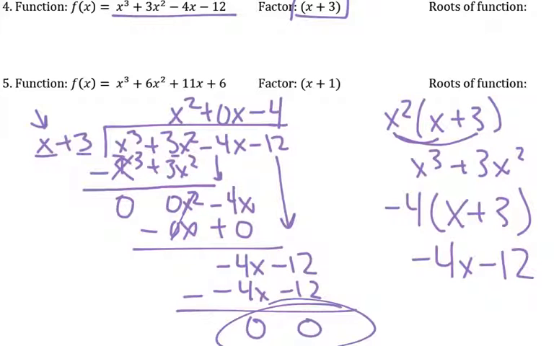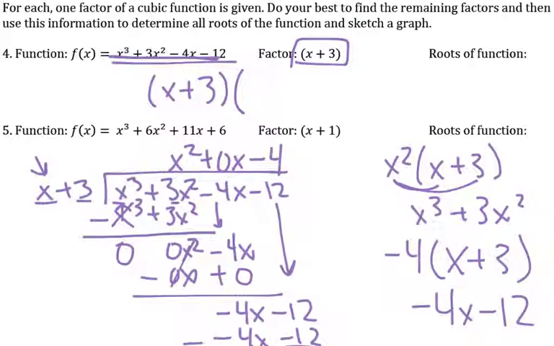So we know it's a factor, which they told us it was, but by doing that division, we essentially took this standard form and we pulled out the x plus 3, and what was left over was x squared plus 0x minus 4, or x squared minus 4. Okay, so it's probably going to be beneficial to leave it in that other way.